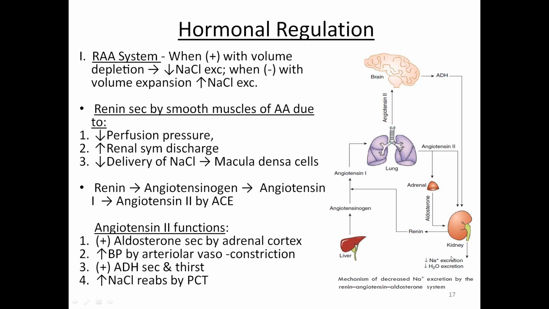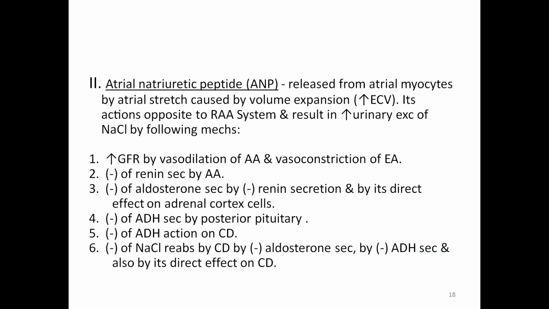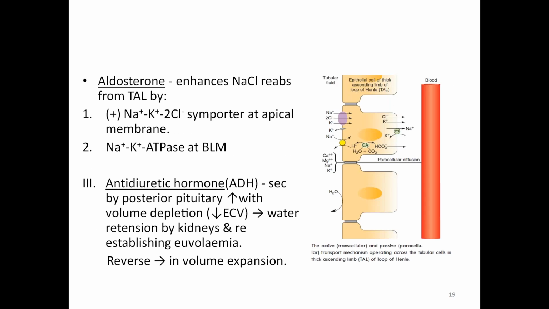As a result of the role of angiotensin 2 on all these, whether it's your brain or the renal cortex or the kidney itself or the effect on blood pressure, what is the end result? The sodium excretion and the water excretion is reduced. Now, there is also a role of ANP. Before that, let's go to the role of aldosterone.